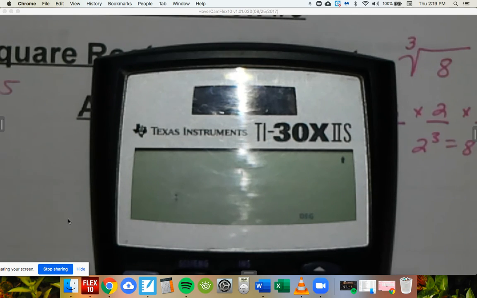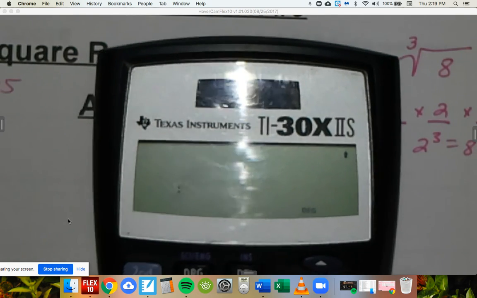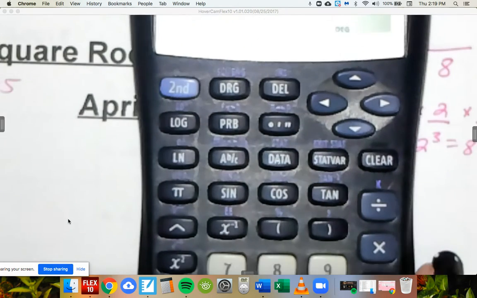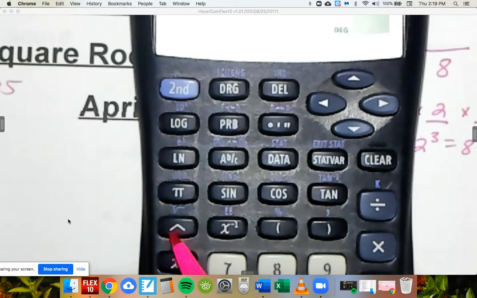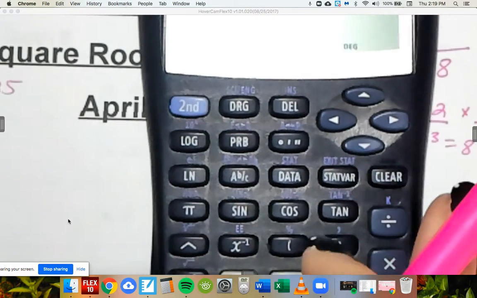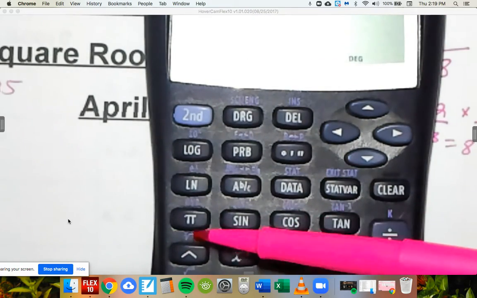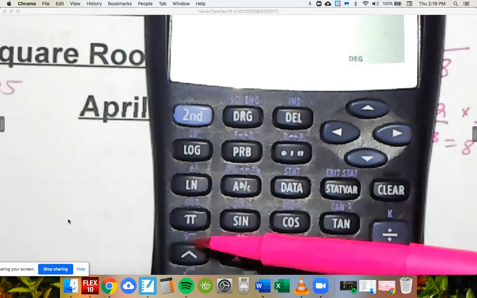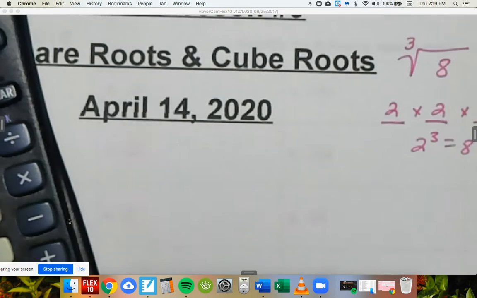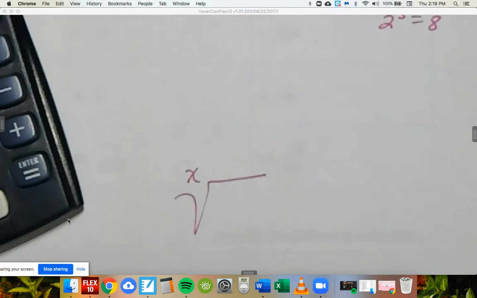Now, what if you want to do cube root of a number using a calculator? Well, that's a different button. On this calculator, it happens to be right here above the caret button. I know it's super difficult to see, but it's right there. And here's what that symbol says. It's the radical with an x, and that means I can find any root of a number. I could find the cube root or the 4th root or the 5th root or the 6th root.